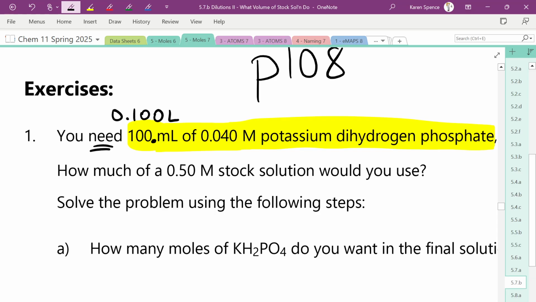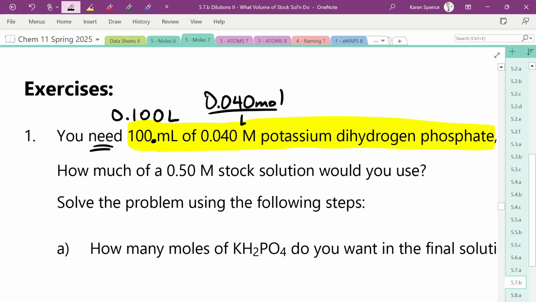0.100 liters. We have 0.40 molar. How should we rewrite that? Moles over liters. 0.040 moles per liter. Okay.